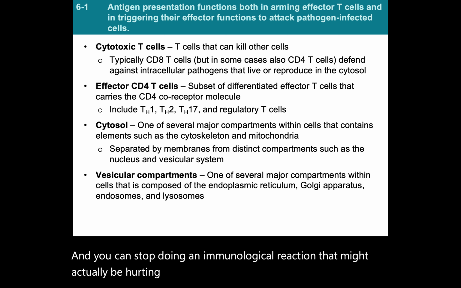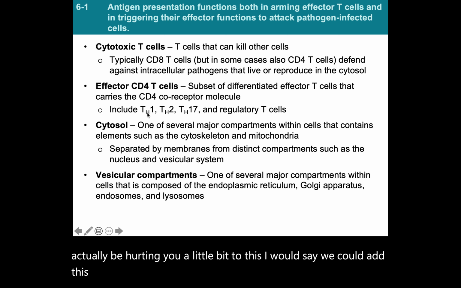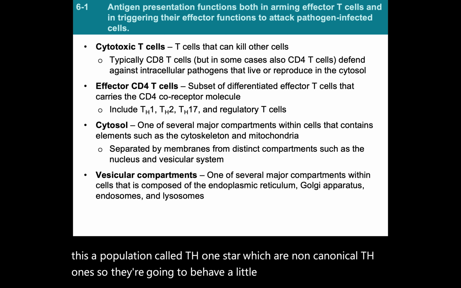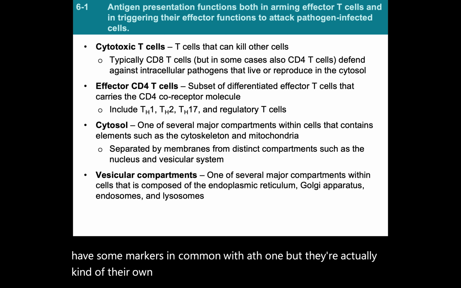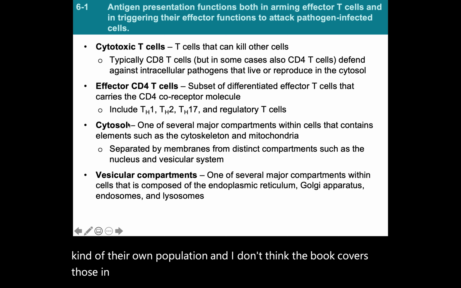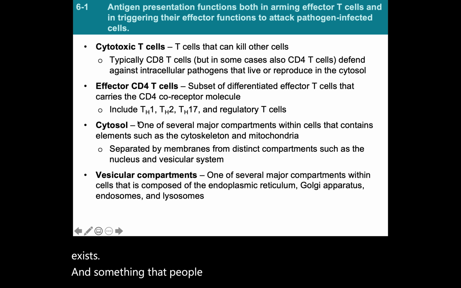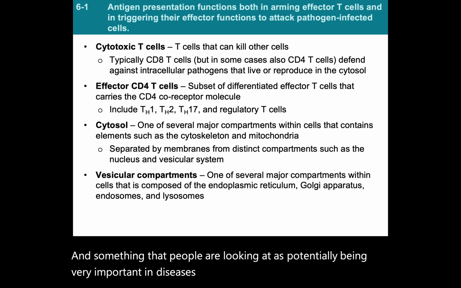To this, I would say we could add, there's a population called Th1 star, which are non-canonical Th1s. So they're going to behave a little differently. They're going to have some markers in common with a Th1, but they're actually kind of their own population. And I don't think the book covers those in any great detail, but these are something that exists and something that people are looking at as potentially being very important in diseases like COVID-19. So there we go, relevant.